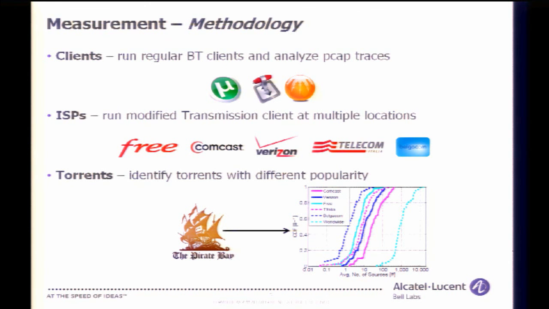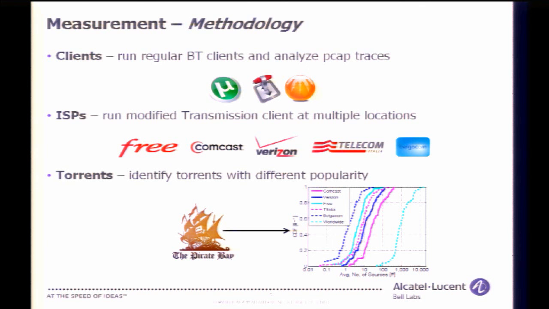The first tool is very simple. It's just looking at pcap traces to extract the peers you're downloading from, their location, and derive the fraction of traffic which stays local. And we have been running this with uTorrent, Transmission, and BitComet, which are the three most popular clients. And you'll see later what we found.